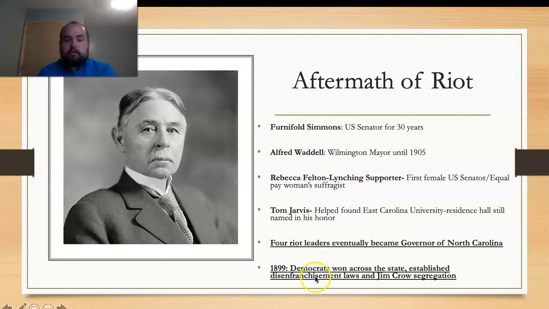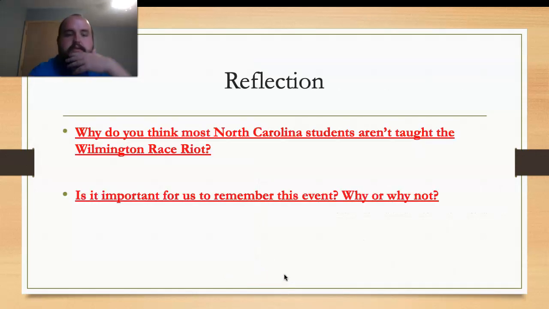And of course, there's a more immediate impact, which is very important for what we're going to talk about for the rest of the semester. This showed how white supremacy was ultimately established again all across the South. So again, now I want you to think a little bit. Why do you think students aren't taught the Wilmington Race Riot? Why do you think maybe, especially in North Carolina, we don't learn about it? And is it important for us to remember?